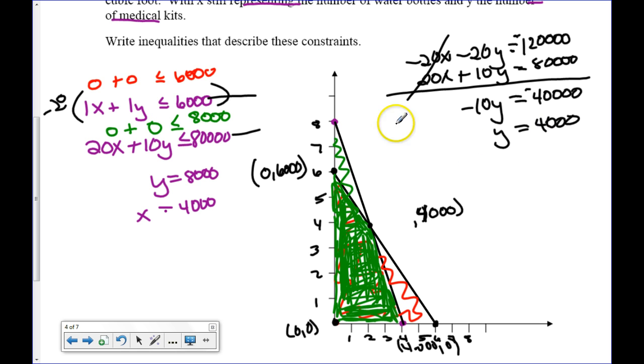Now I've got to substitute that back in for x. I'm going to use this equation right here. So if I put in 4,000, I have x plus 4,000 is less than 6,000. What's my x going to be? 2,000. Yeah. Okay?